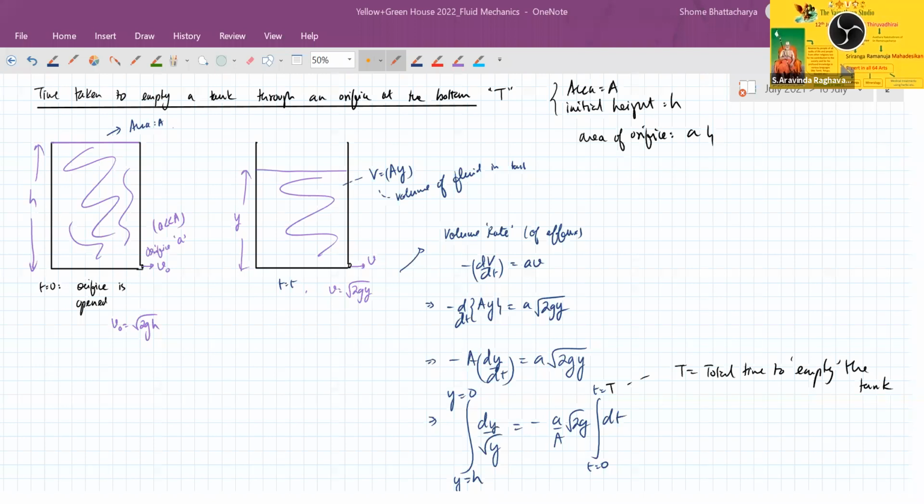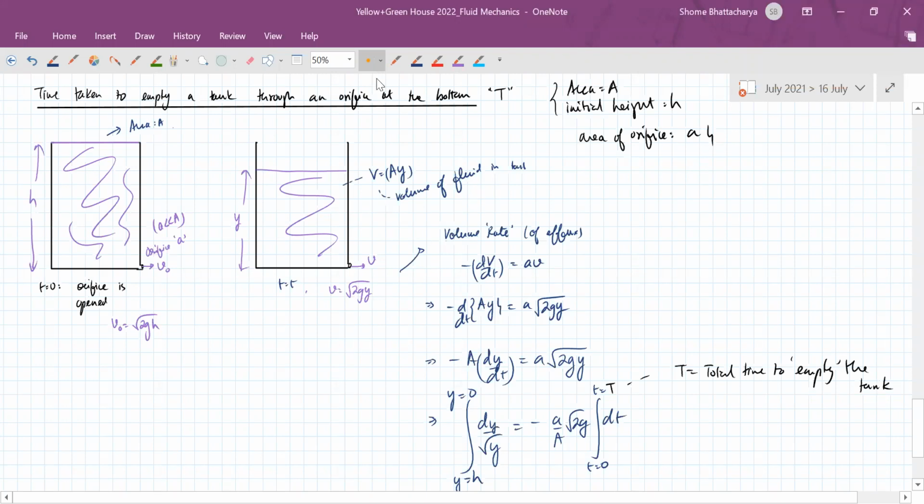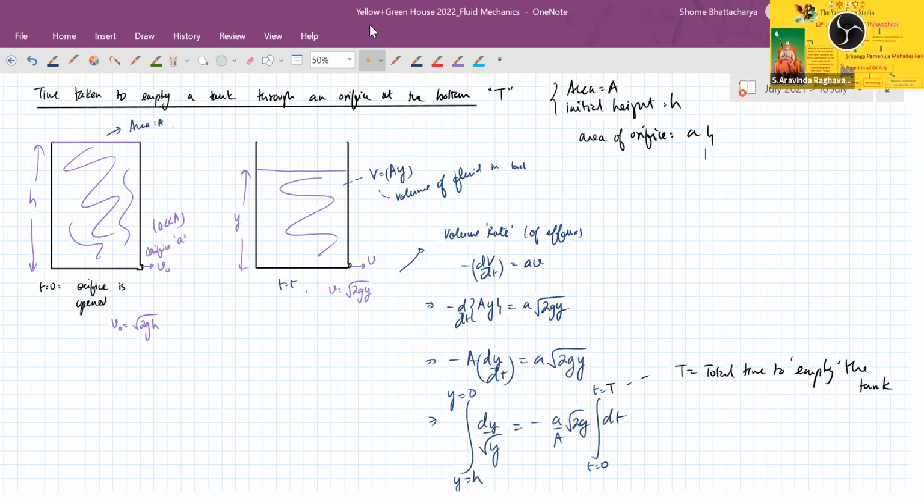Excuse me, sir. Sir? Excuse me, sir. Yes, what happened? Sir, in the second beaker that you have drawn, in that V is equal to Ay, then volume of liquid in what? In the tank. Tank. Okay, sir.